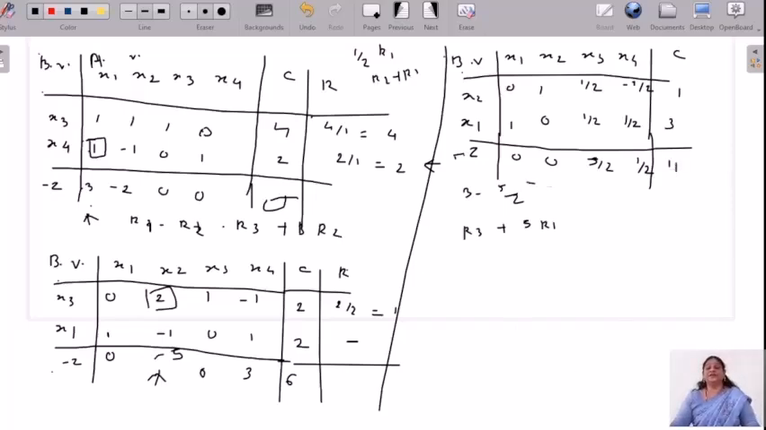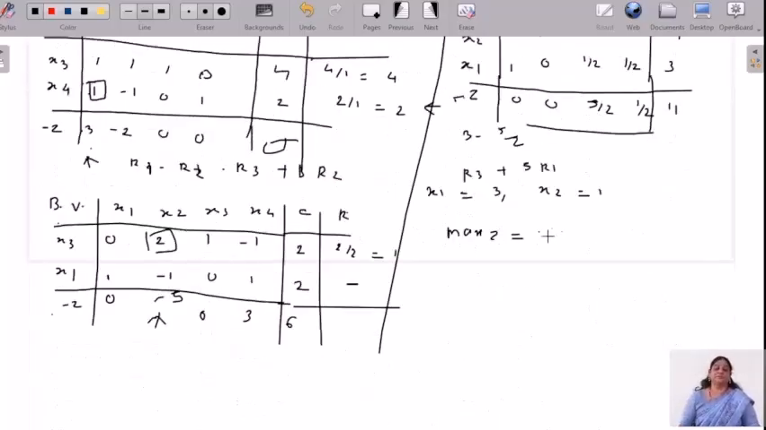Now all Cj are greater than or equal to 0. Therefore your solution is x1 equal to 3, x2 equal to 1. And maximize z becomes, our objective function is 3x1 plus 2x2. 3 into x1 is 9 plus 2x2, 2 into 1, so 9 plus 2 equals 11.